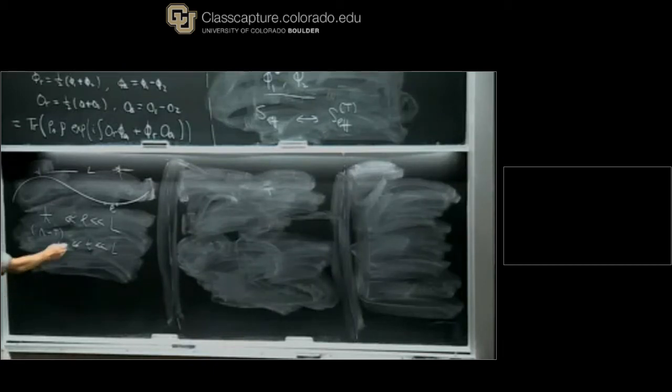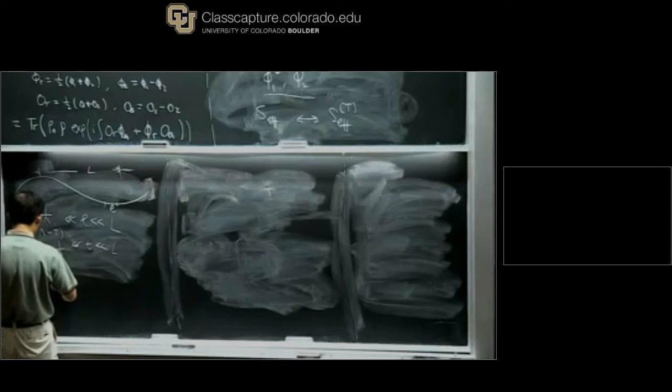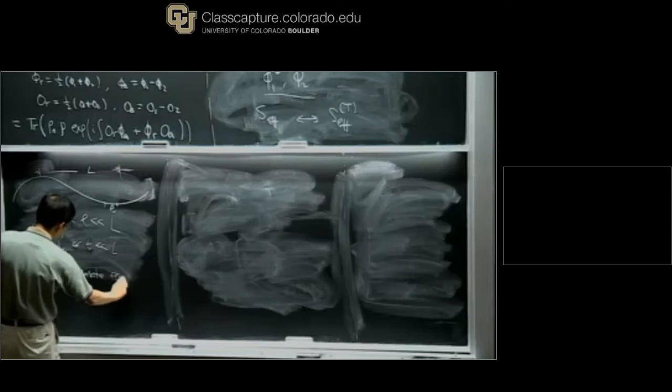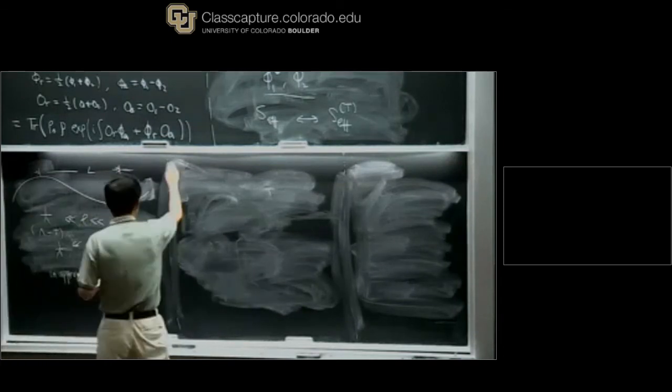Then at such a distance and time scale, the system should be in approximate equilibrium. So now the question is how do we impose such a local equilibrium? The way to do this is the following.